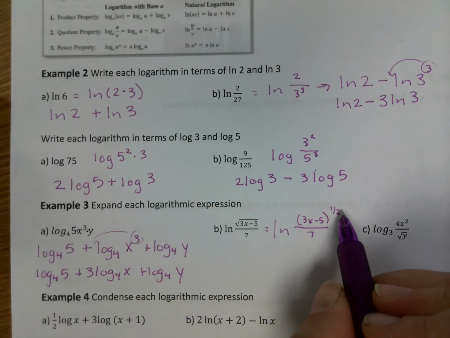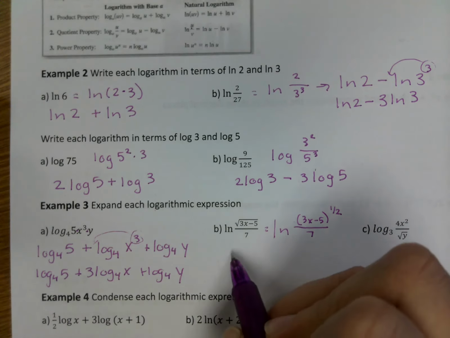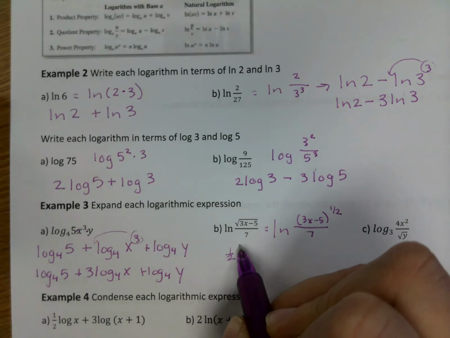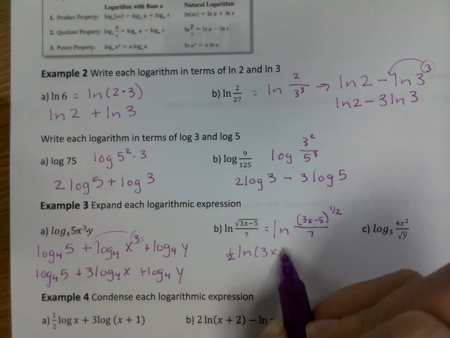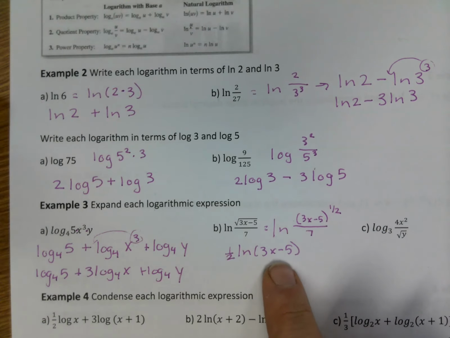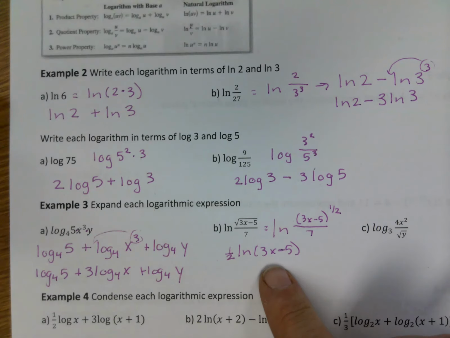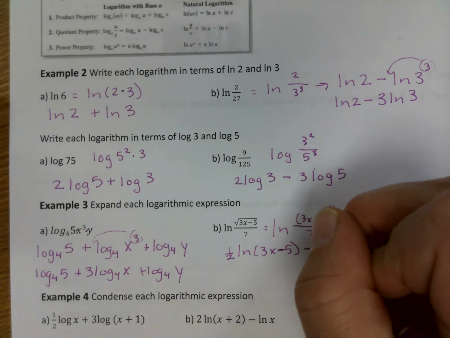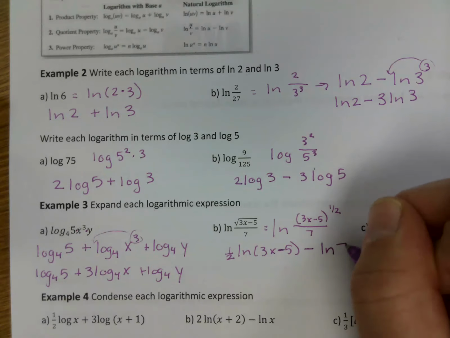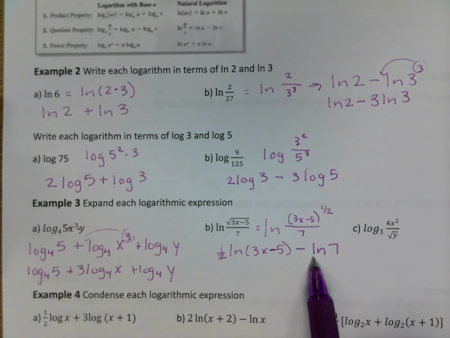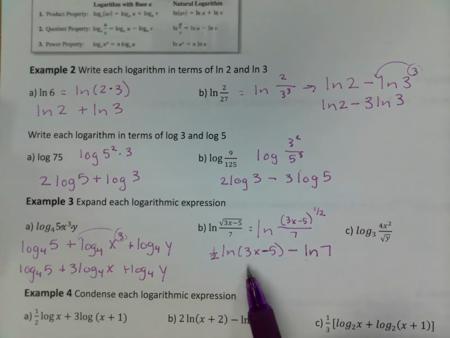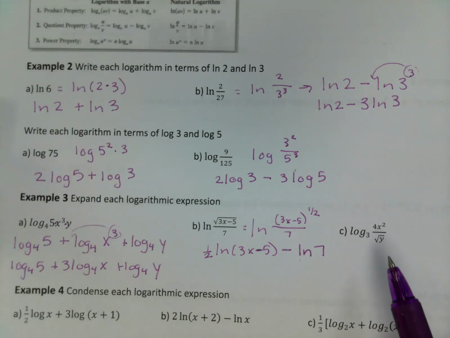But what I can do is bring this 1/2 out in front. So I'm going to have this 1/2 out in front of just this 3x minus 5. Again, I cannot break that up any further because of the subtraction right here. Minus my natural log of 7. This does not have a 1/2 with it because it's not underneath the root. That's my final answer. Right now, I want you to try to do C by yourself.